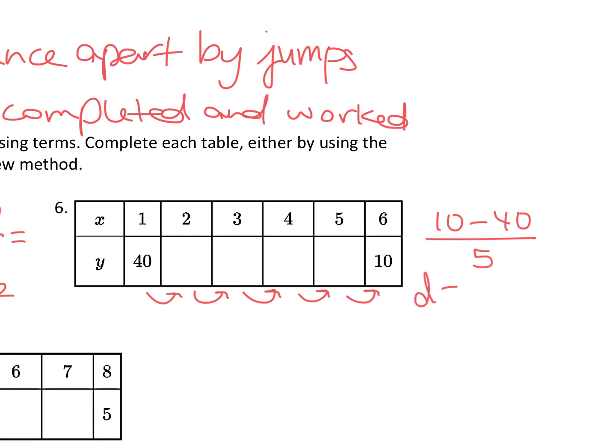So let's do that. So D must be whatever negative 30 divided by 5 is. So it looks like we're minusing 6 each time. Minus 6, minus 6, and so on. Let's see if that works. 40 minus 6 is 34, minus 6 is 28, minus 6 is 22, minus 6 is, I think it's 16, minus 6 is 10. Yep, it's working. So I feel pretty confident in this method.